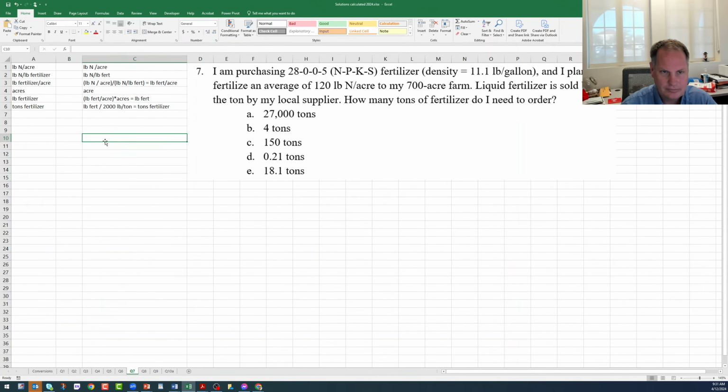Okay, question 7. I'm purchasing 28-0-0-5 fertilizer, and I plan to fertilize an average of 120 pounds N per acre to my 700 acre farm. It's sold by the ton, so how many tons do I need to order? So let's go ahead and plug in what we have here. I'm doing 120 pounds of nitrogen per acre. I've got 700 acres.